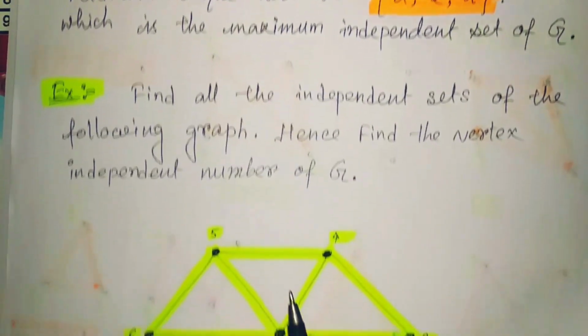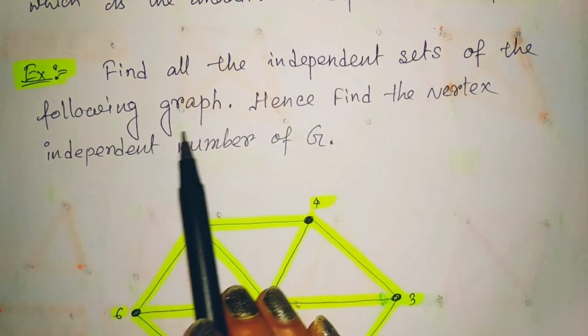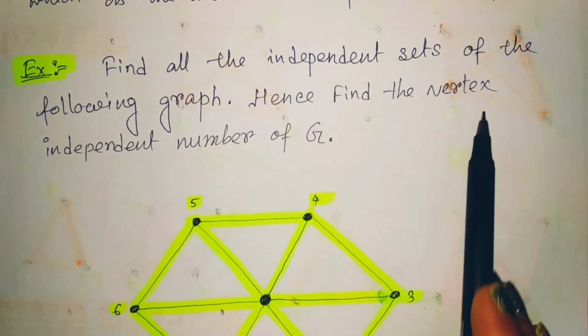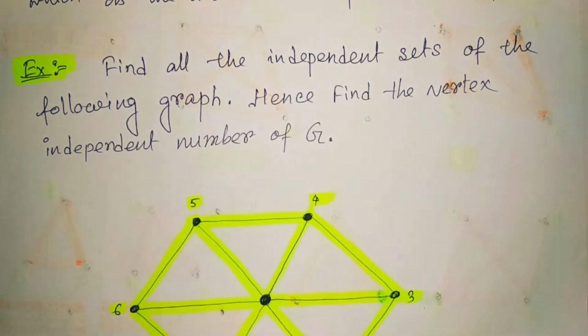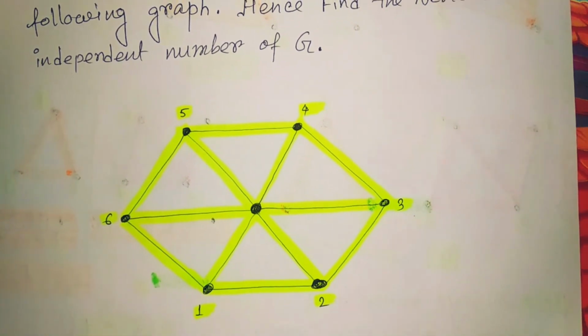So for example, here find all the independent sets of the following graph. Hence, find the vertex independent number of G. If this one is your given graph, you are supposed to find all independent sets for this graph, and find the vertex independent number also.